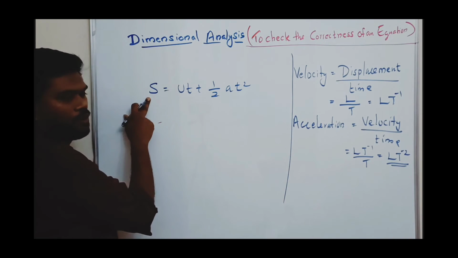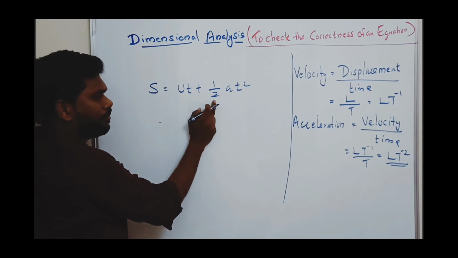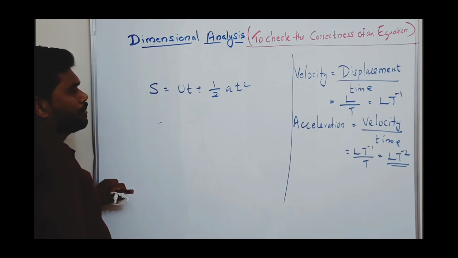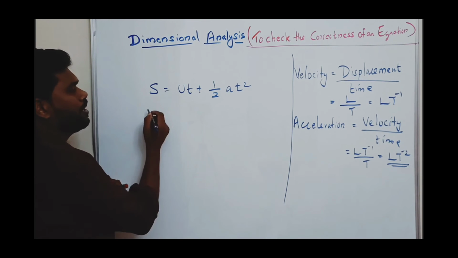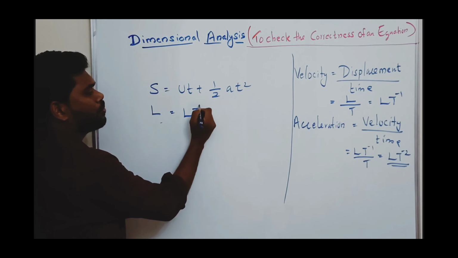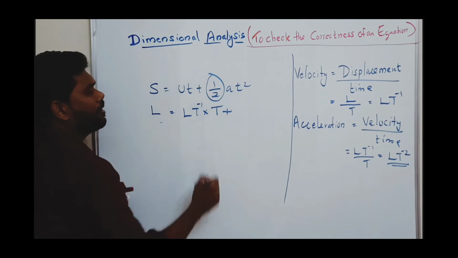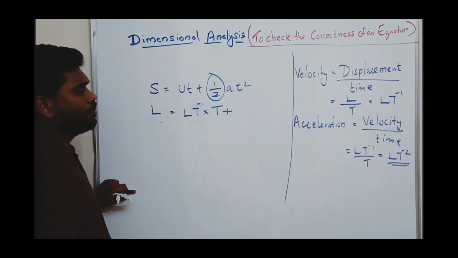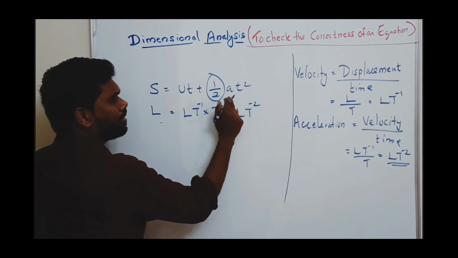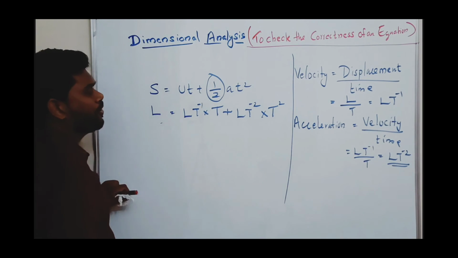The first term stands for displacement. In the second term we have initial velocity into time. In the third term we have a number, acceleration, then square of time. Let us substitute the dimension for each term. Displacement dimension is L. Initial velocity is LT^-1 into T. Then we have a number; there is no dimension for a number. LT^-2 is the dimension for acceleration. Again we have the dimension of T, which is T^2.